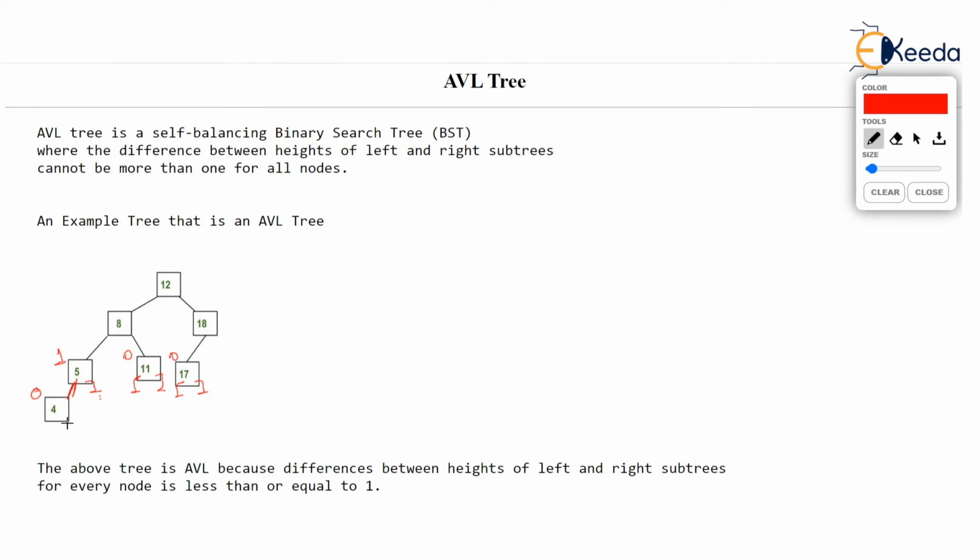Come up by one level. 8. Now the left height of 8 is 2. 2 levels on the left. And right height of 8 is just 1. So 2 minus 1 is 1, which is allowed. Now 18 is balanced. 18 is balanced because left height is just 1, right height is 0. So difference is 1. And finally this 12, the root. See the left height. Left height is 1, 2, 3. The right height is just 2, isn't it? So 3 minus 2, which is 1. So all nodes are obeying the rule, correct? So hence we can say this tree is balanced.